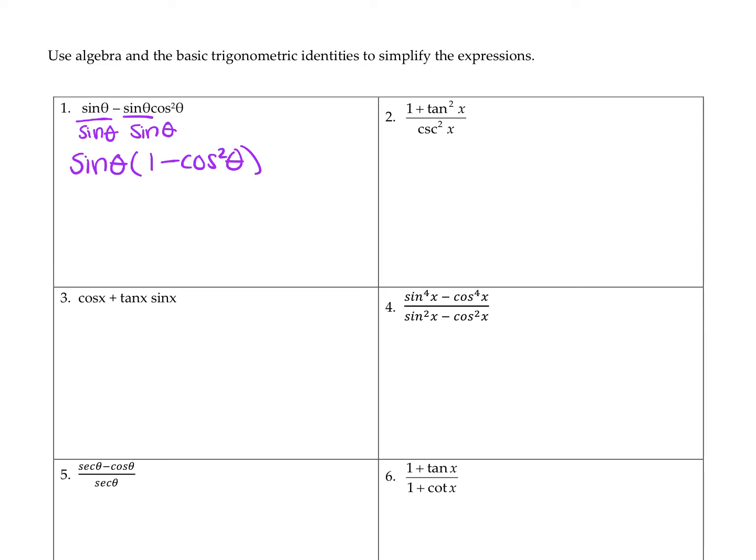So now, how can I simplify this further? Well, 1 minus cosine squared comes from the trig identity of sine squared plus cosine squared equaling 1. If I move the cosine to the other side, I end up with 1 minus cosine squared is equal to sine squared. So I'm going to have sine of theta times sine squared of theta, which is going to be sine cubed, sorry, sine cubed theta.